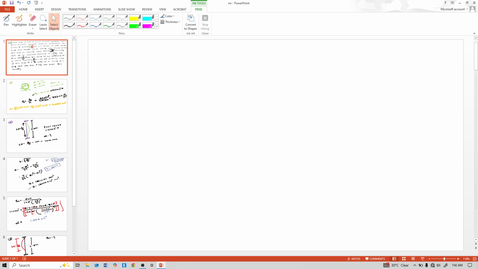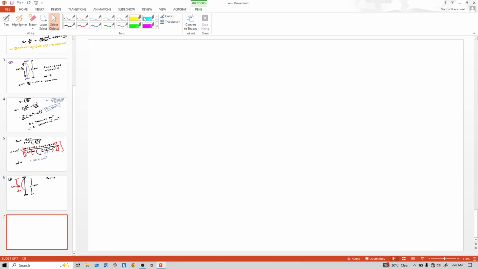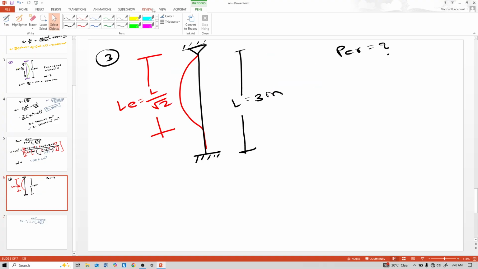And see, the numerical uses the name Rankine's formula. That's why we are solving with the help of Rankine's formula. PCR is equal to sigma C A upon 1 plus alpha into LE by K square. So here the only thing changing is the effective length. Effective length is equal to 3000, because this is 3 meter, that means 3000 mm divided by root 2. So 2121.32 mm is the effective length.